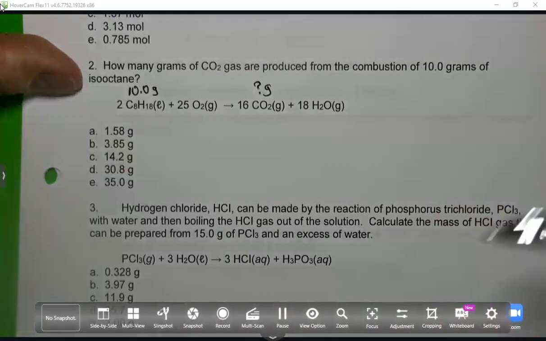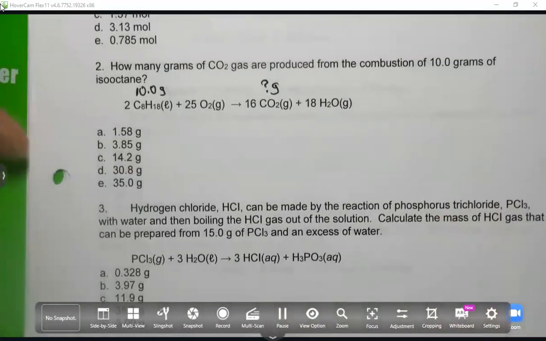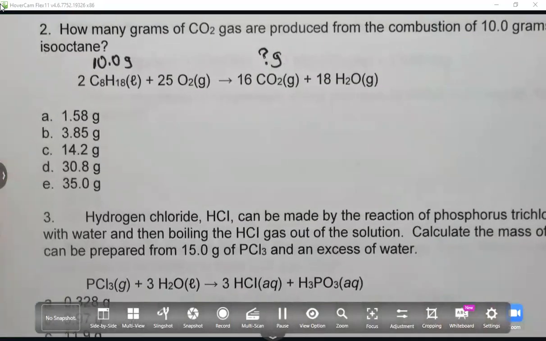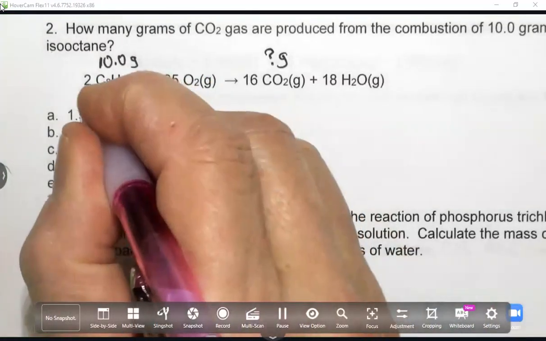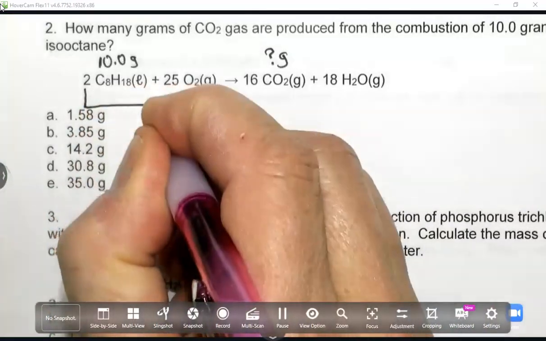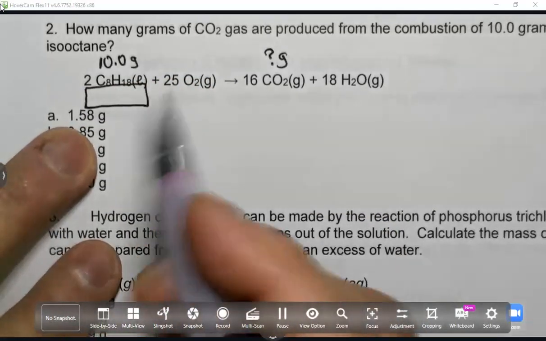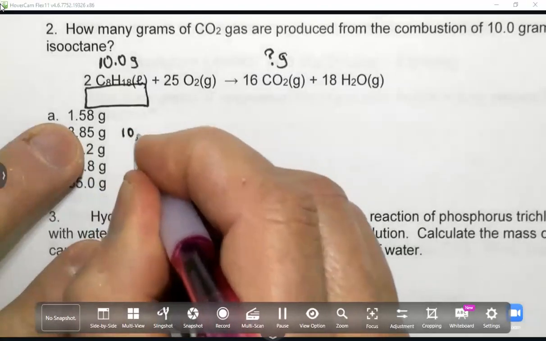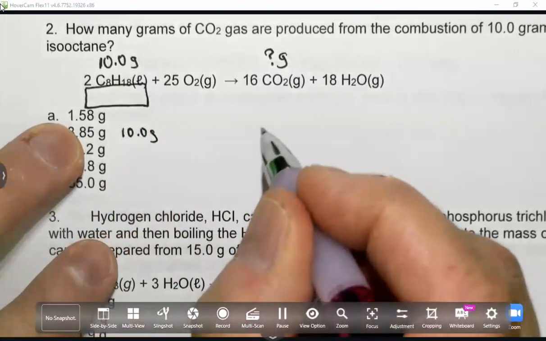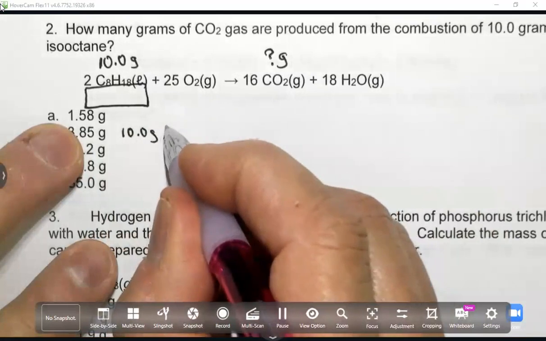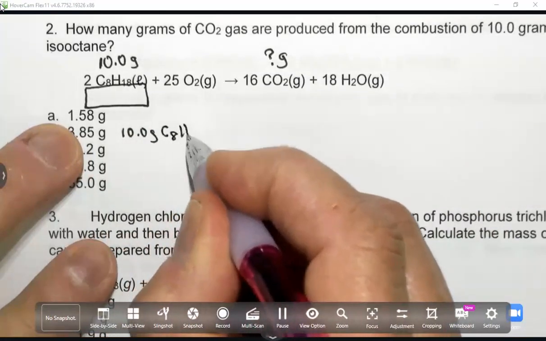Turn this into moles, right? We can't do anything in grams. We can't do any mole ratio steps in grams. So the very first thing we are going to do is take this 10 grams and turn this into moles. And I'm going to do it right down here. We've got 10 grams of C8H18.